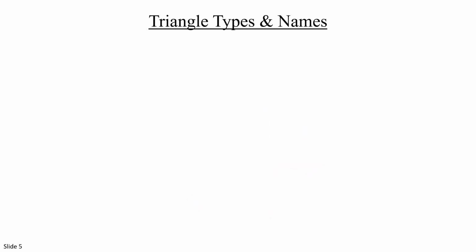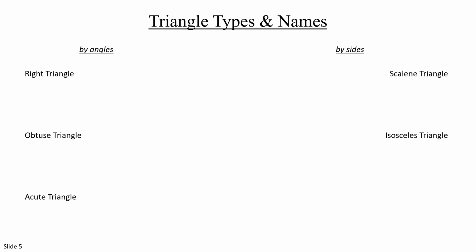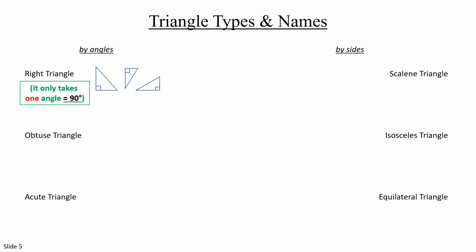Triangle types and names. I can name triangles by angles. So a right triangle, obtuse triangle, acute triangle, or by sides, scalene, isosceles, equilateral. So a right triangle will look like one of these 3. Notice that in the corner, it's got the little box indicating a 90-degree angle. It only takes one 90-degree angle to make it a right triangle.